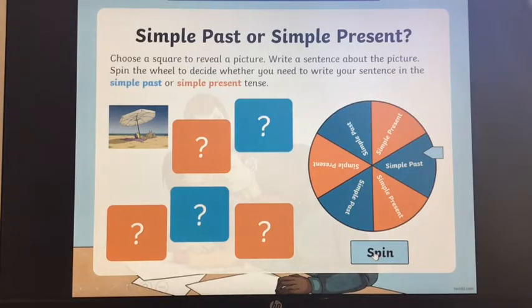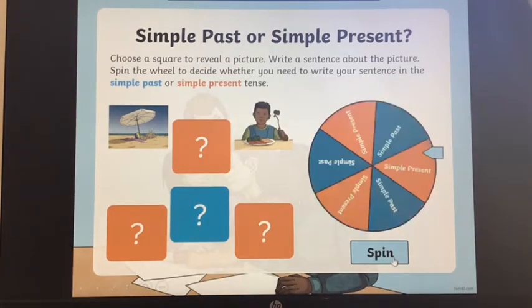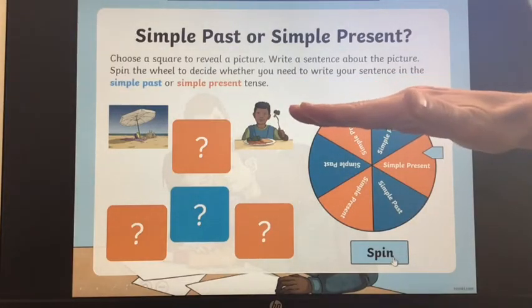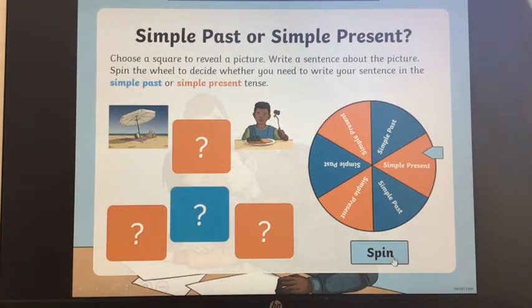Right, let's try another one. Let's click on this picture. We'll spin the wheel. Oh, simple present. So here we have a child eating his dinner. I might say, Bob enjoys eating broccoli, or Bob enjoys broccoli. It's something he doesn't just do once, he enjoys it every time he eats.